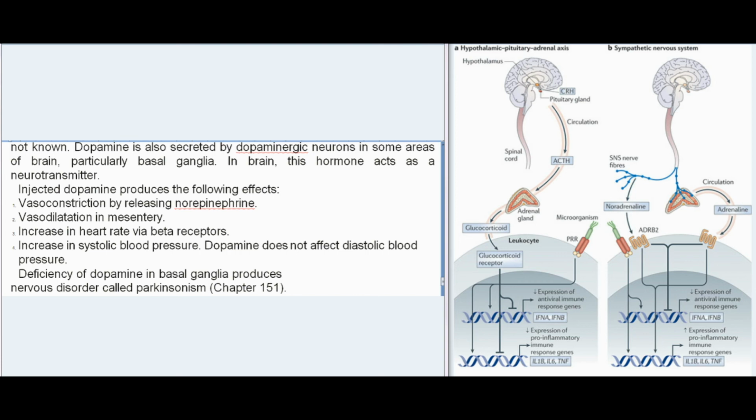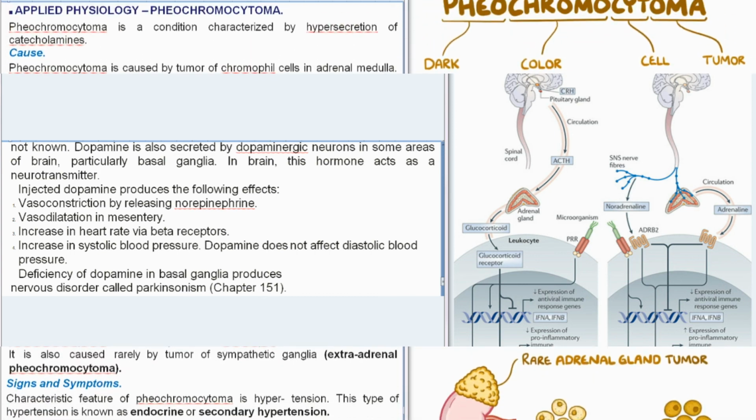Injected dopamine produces the following effects: vasoconstriction by releasing norepinephrine, vasodilatation in mesentery, increase in heart rate via beta receptors, increase in systolic blood pressure. Dopamine does not affect diastolic blood pressure. Deficiency of dopamine in basal ganglia produces nervous disorder called Parkinsonism, Chapter 151.